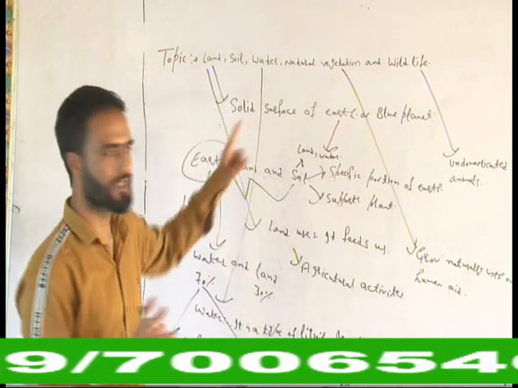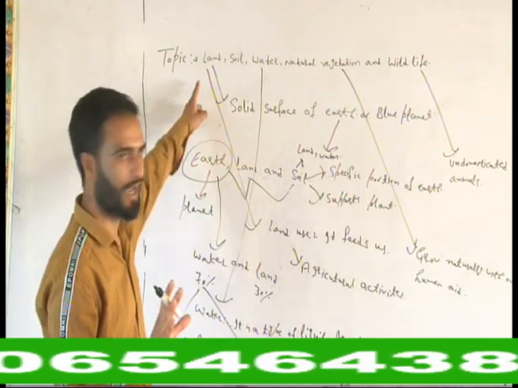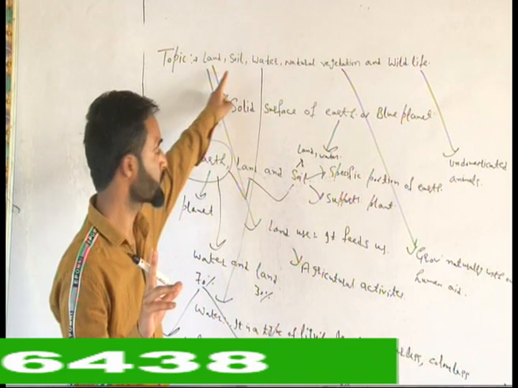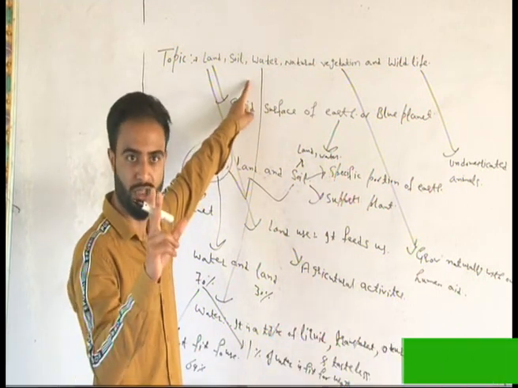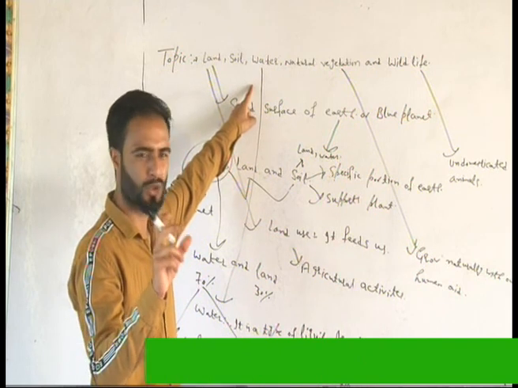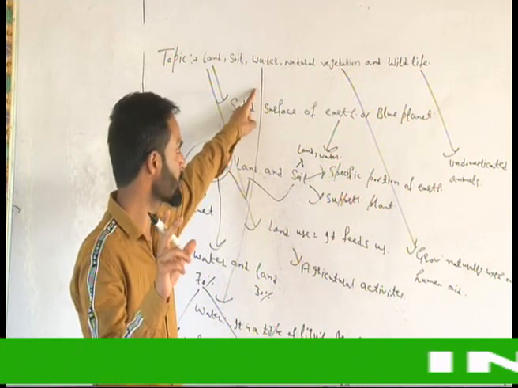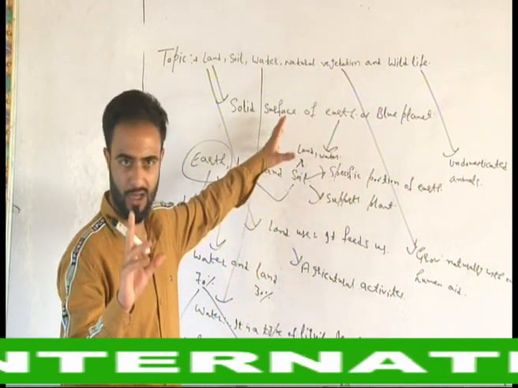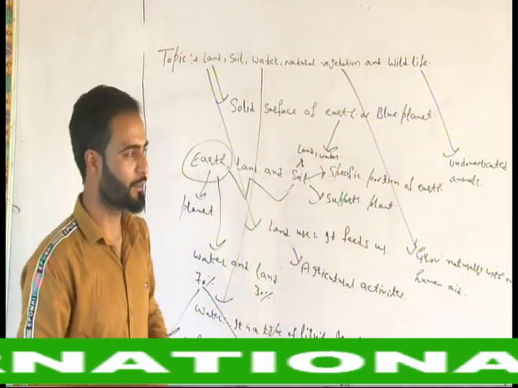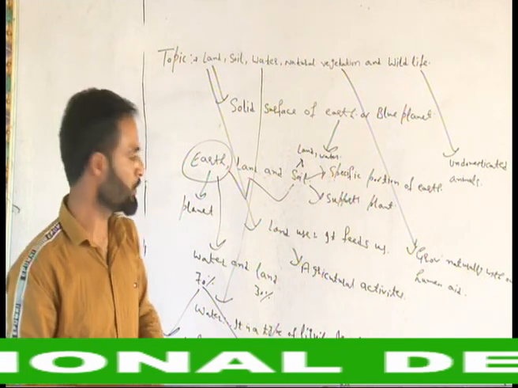Remember this, all these are resources, dear students. Land is a non-renewable resource, soil is a non-renewable resource, water is a renewable resource. It gets renewed within a short time by means of rainfall. Natural vegetation is basically a renewable resource, and wildlife is also a renewable resource.